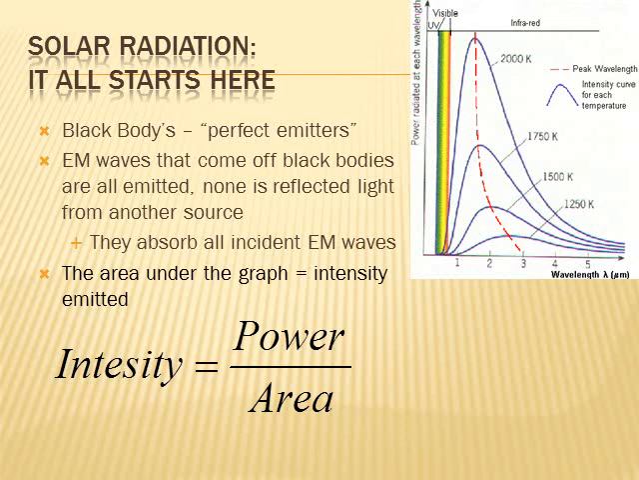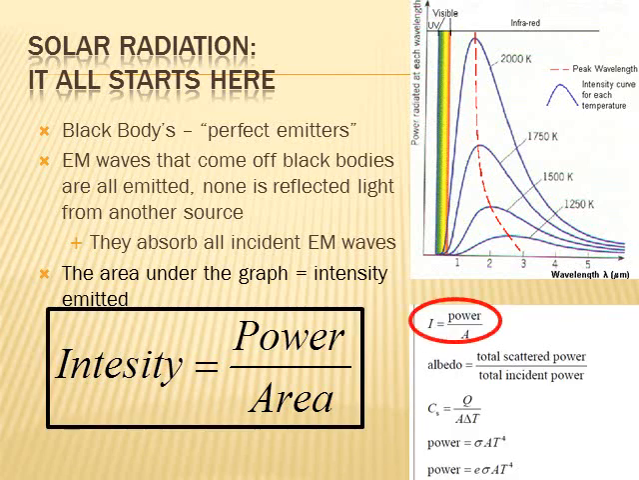The area under these graphs is considered the intensity. Intensity is a term you need to know. It is defined as the amount of power emitted per unit area. Okay, here's the equation. This equation is found in your IB data booklet.